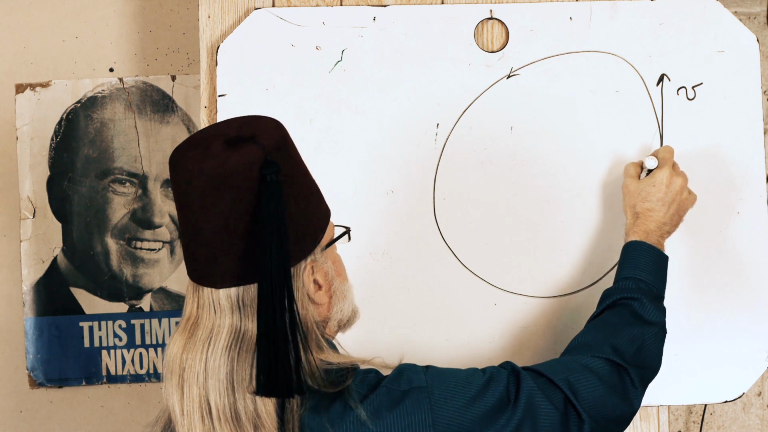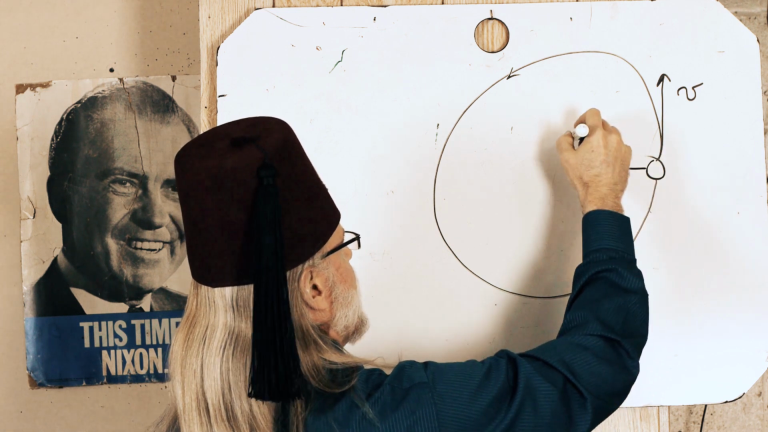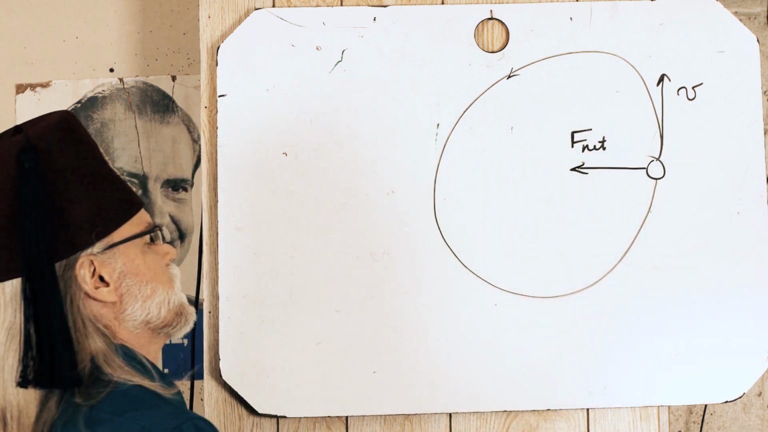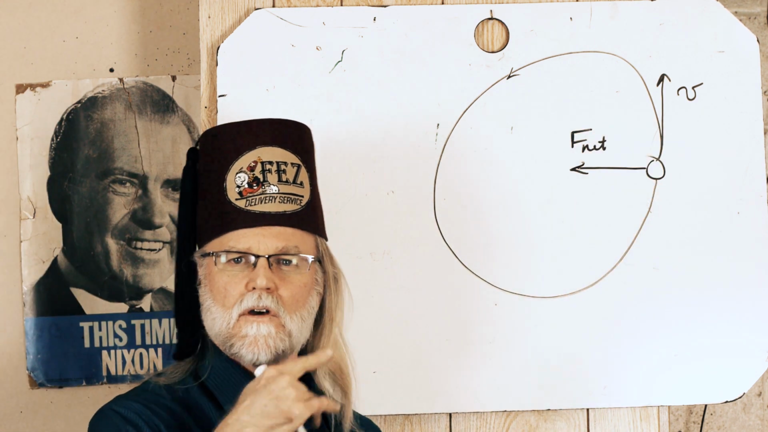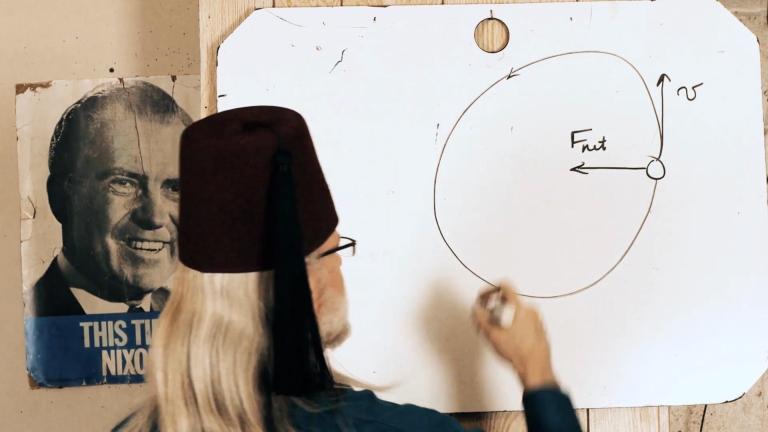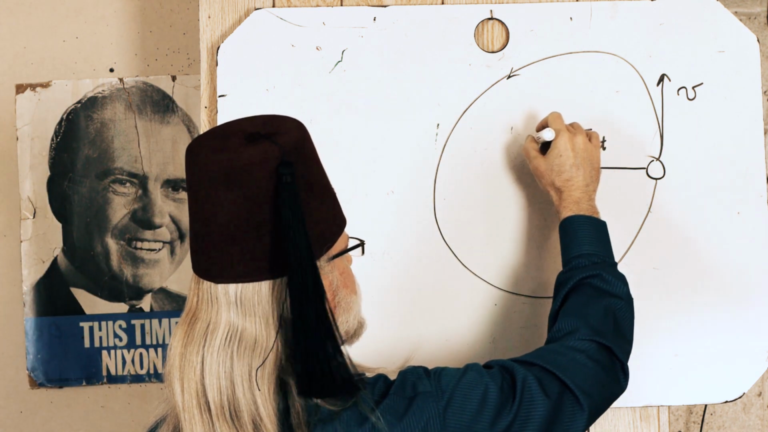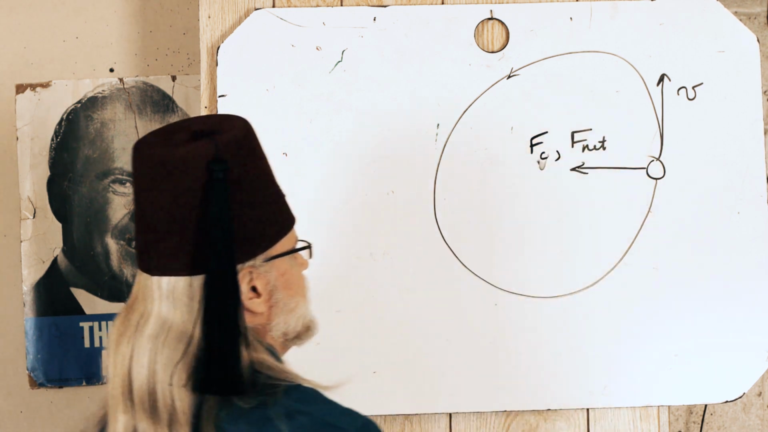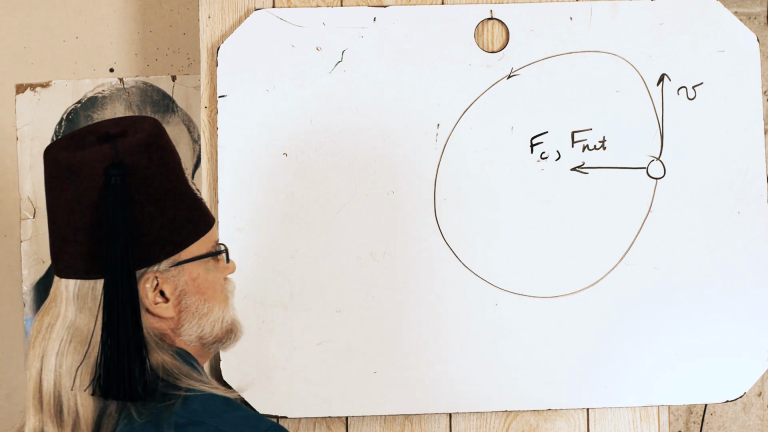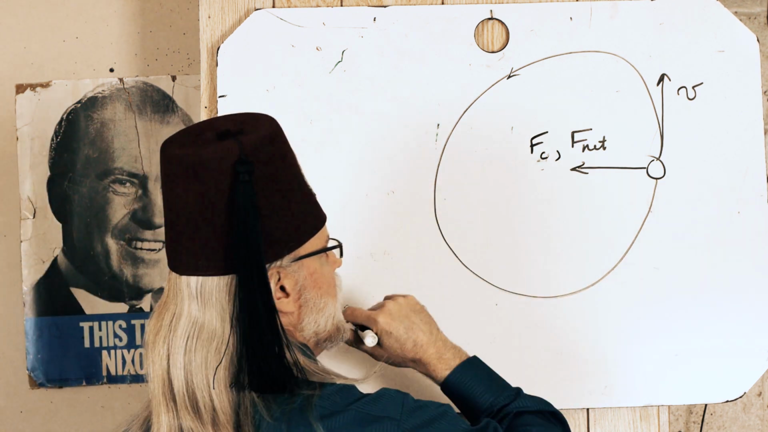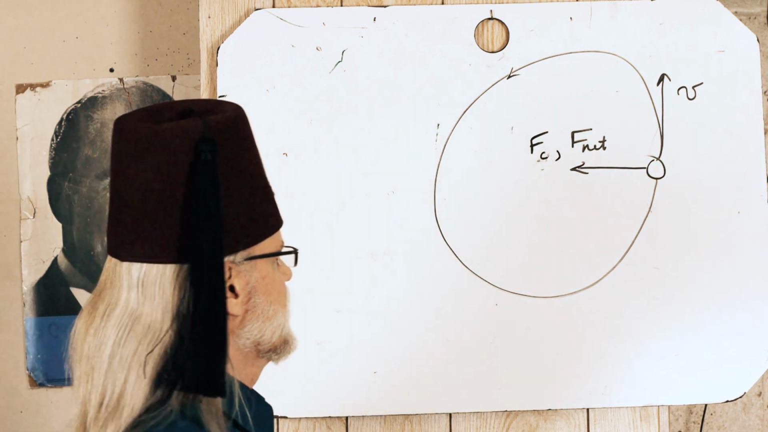It will always have a net force towards the center. If it's going in uniform circular motion, it's always going to have a net force towards the center. This is sometimes called the centripetal force, although I hate that term, F sub C, centripetal force. And it will also always be some other force. Now, it'll be a tension force or something like that.